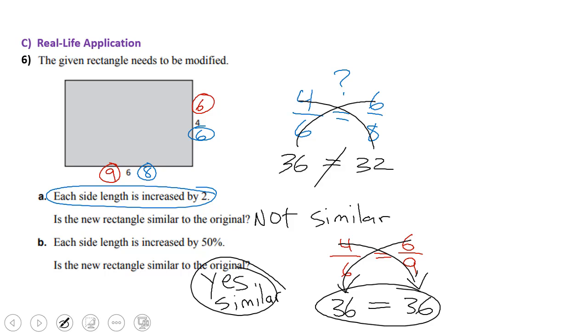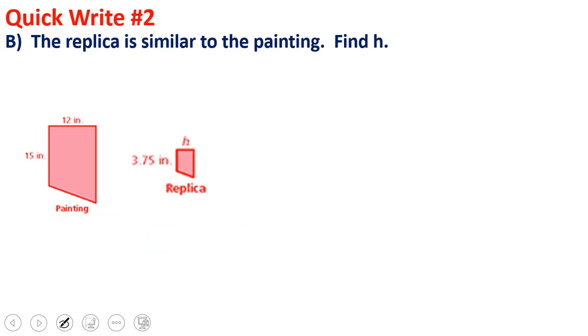Nice. Very good. Okay, ladies and gentlemen, that does it for tonight. We got our last quick write. Go ahead and draw a quick drawing of these. Make sure you label the side lengths, and then find out what is the distance of H in the replica. All right? Ladies and gentlemen, when you're done, that is it for tonight, and I'll see you tomorrow. Make sure you come with questions.